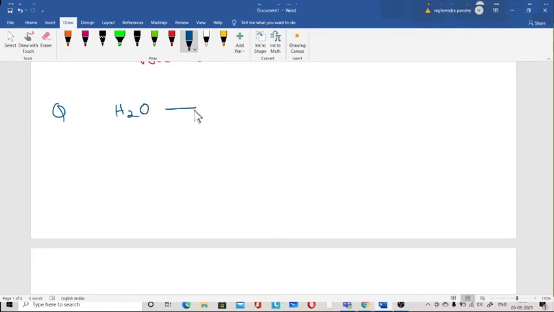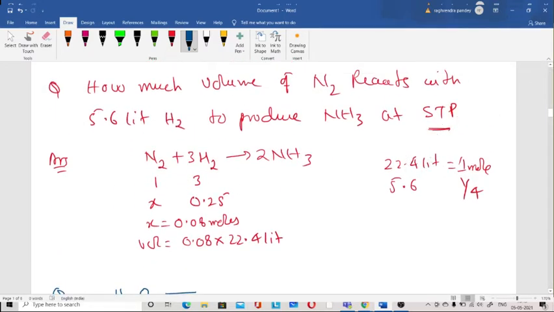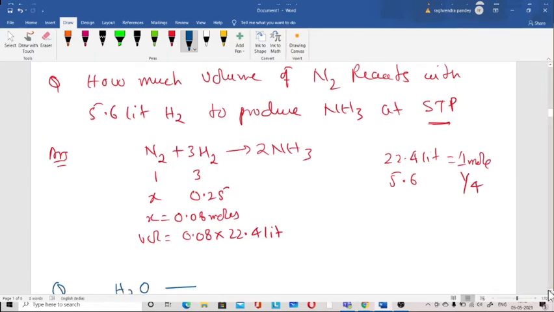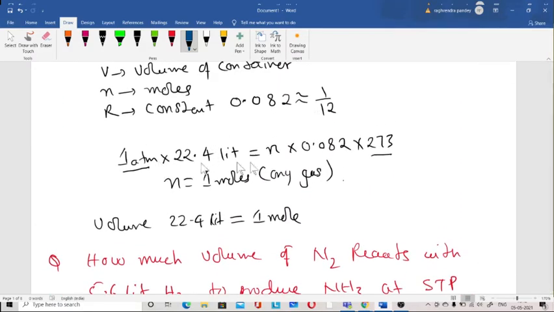So the above questions can be done with PV equals nRT, right? The above question can be done, but I told you, why do the calculation again and again? You don't have that much time in the exam. You can use PV equals nRT, but we have already done that calculation, so n is coming as 1. So we say 22.4 liter is 1 mole. The condition is STP, 1 atmospheric pressure, 273 Kelvin. No problem in that.